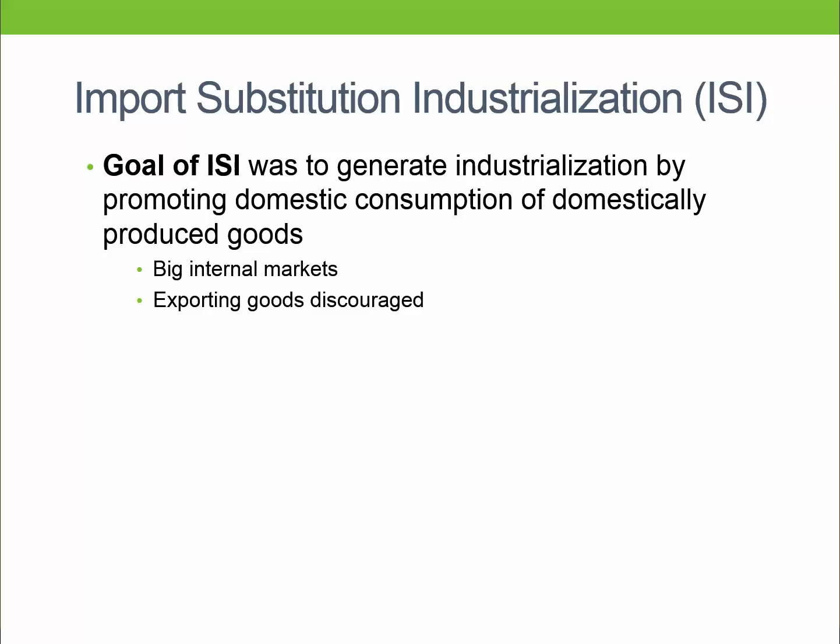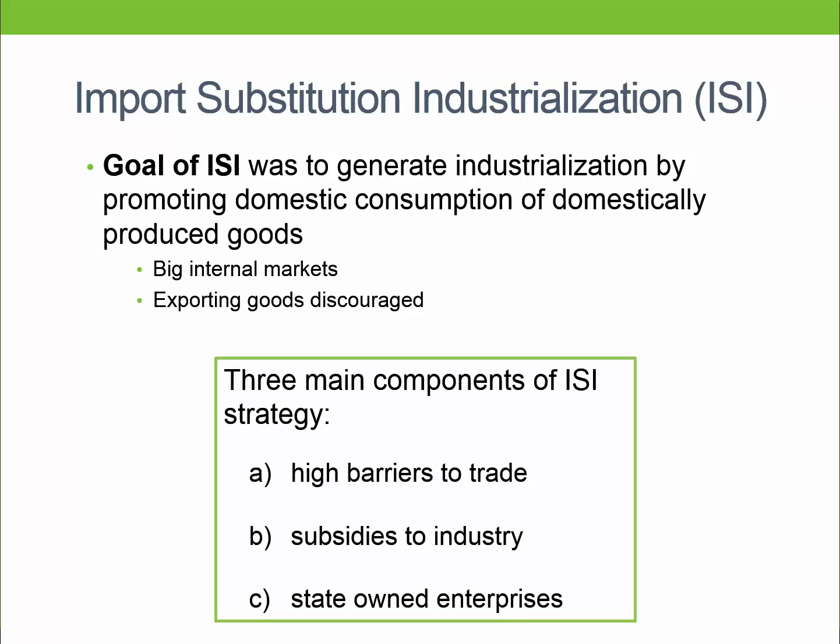This was essentially influenced, as we discussed in the previous video, by dependency theory. If you wanted to develop and industrialize, you had to unplug. And so you would sell your goods to your big internal markets, these were large countries, and you wouldn't export goods. You weren't trying to be part of the global economy anymore. You were focused on that internal market. And you would do this by promoting a particular kind of industrial strategy.